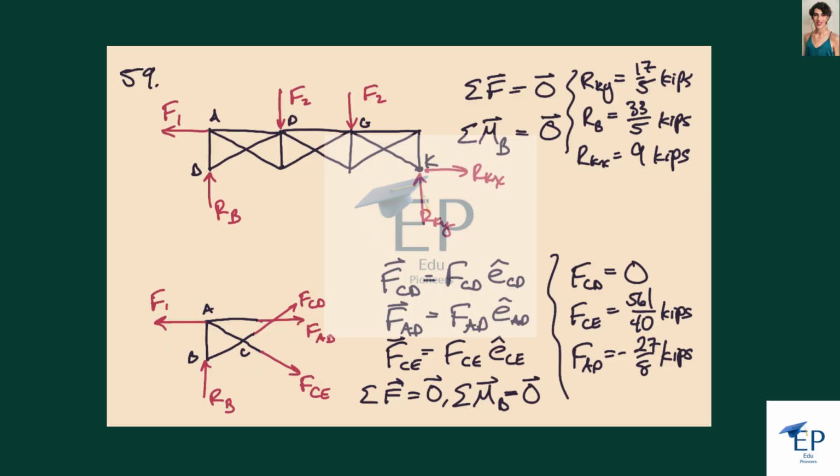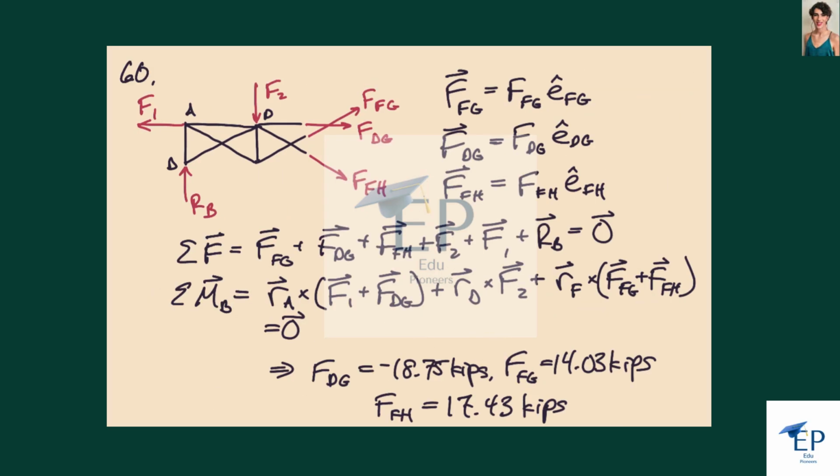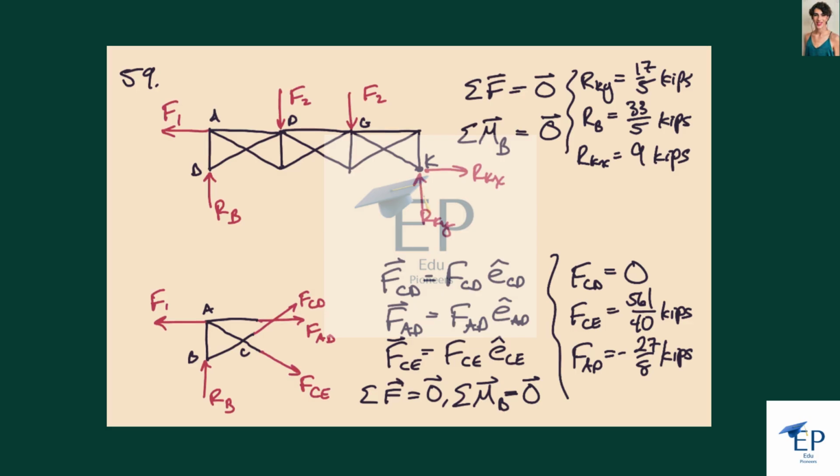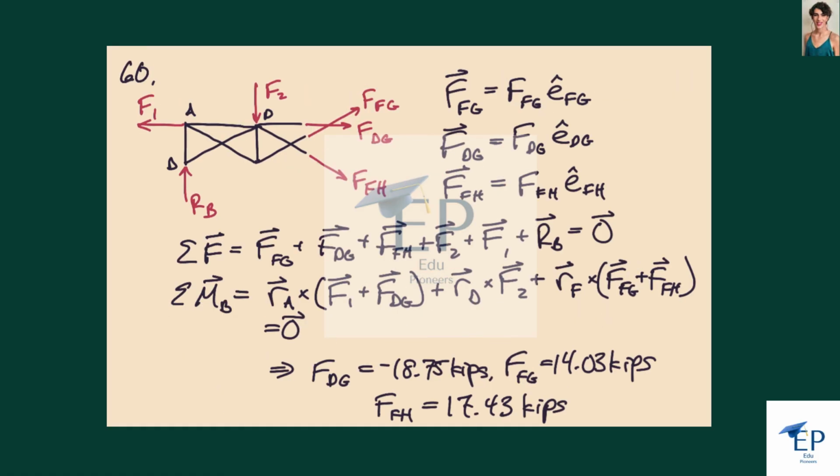We're being asked to analyze the truss from the previous problem, so we know all the reaction forces at the supports from before. But now we're asked to find some loads in some other members: FG, DG, and FH. So basically, instead of looking here, we're looking a little bit over here, and so we should see something a little bit different.